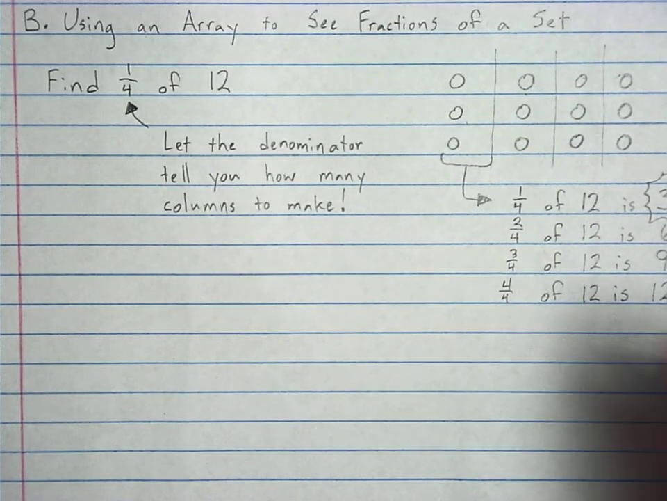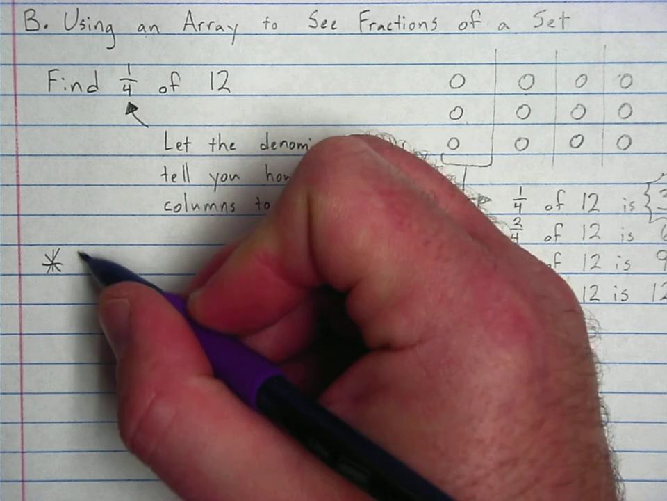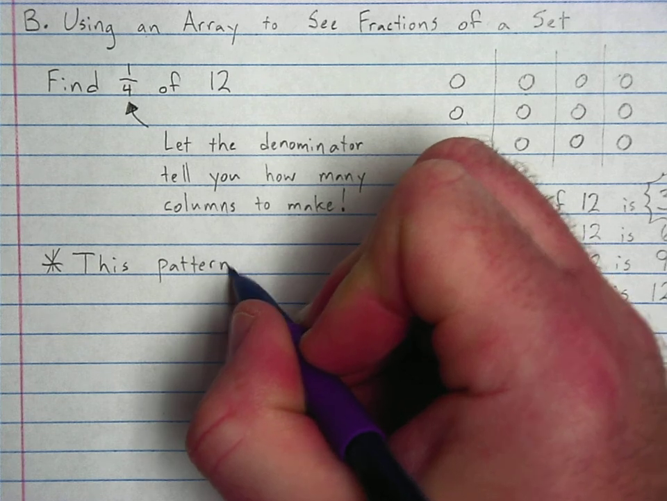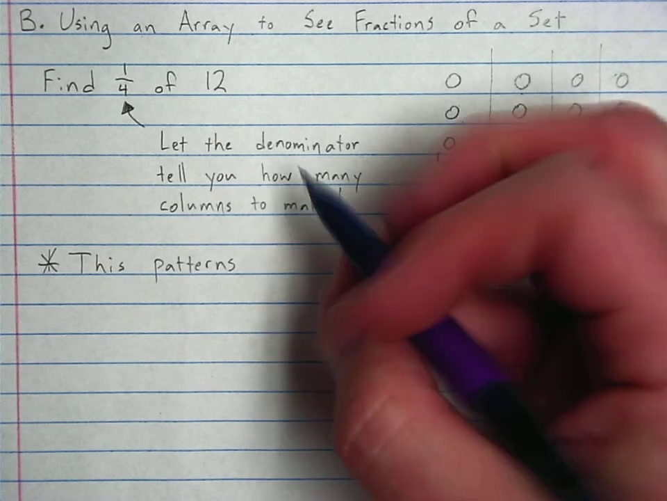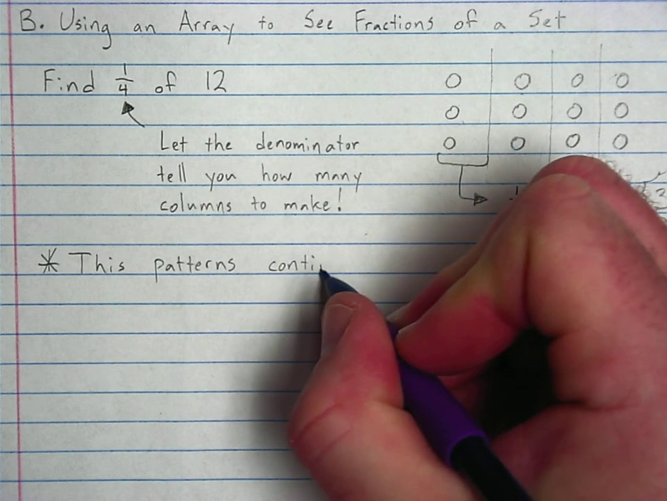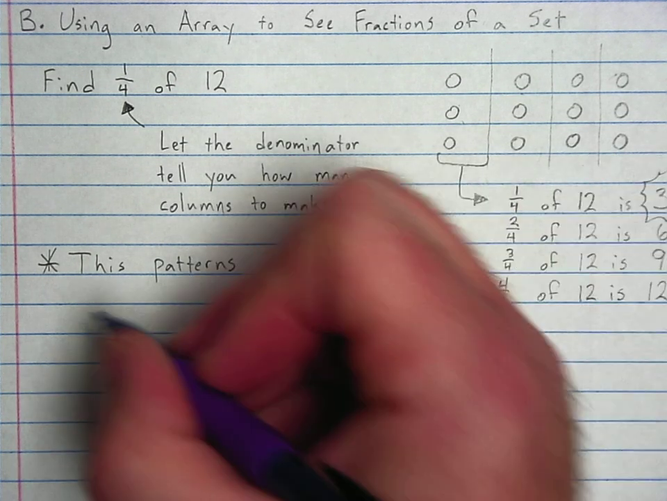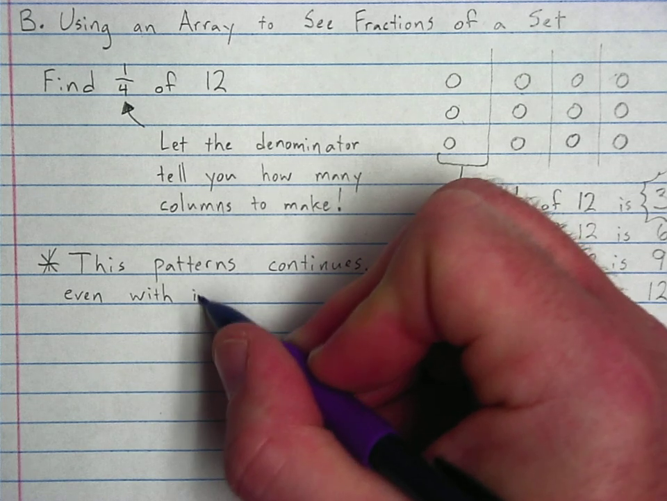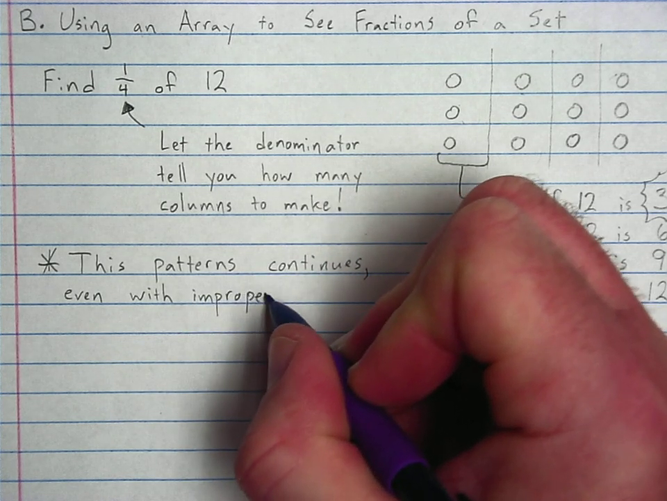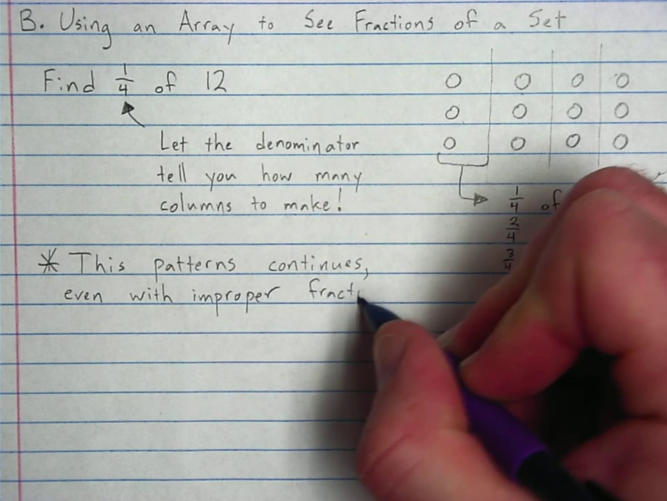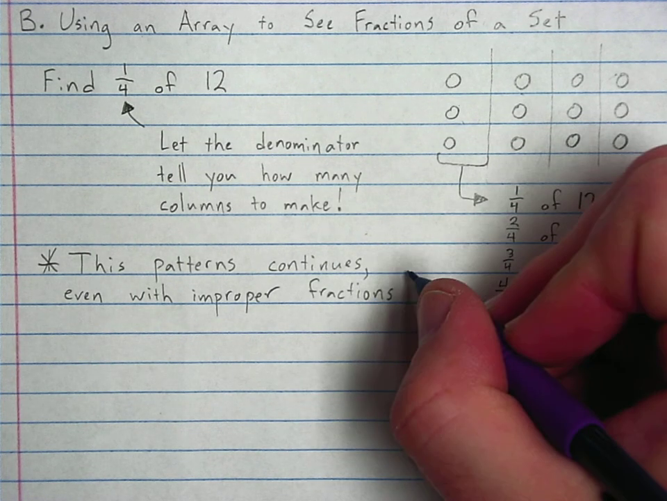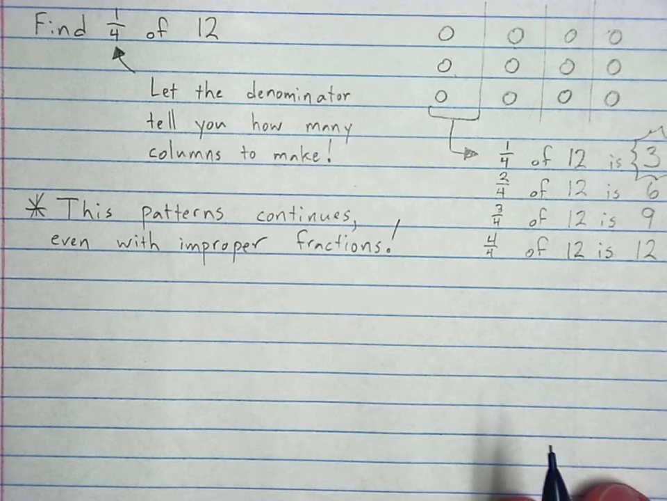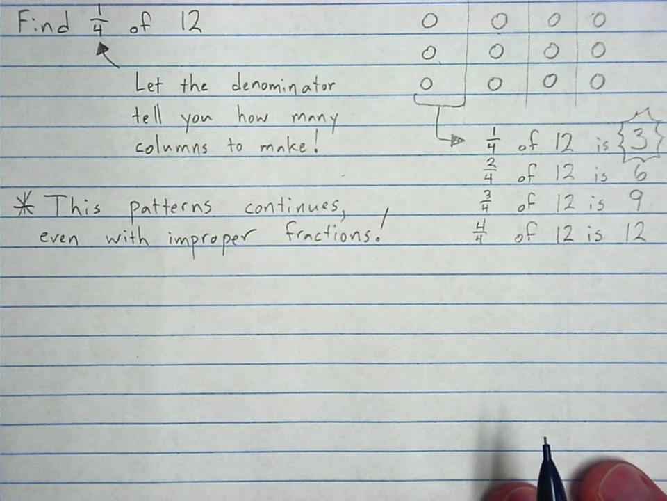In fact, this pattern continues even beyond the original number. This pattern continues even with improper fractions. Because we started by finding 1/4 of 12, I can use that information to find any number of fourths of 12. I just have to do a little multiplication.